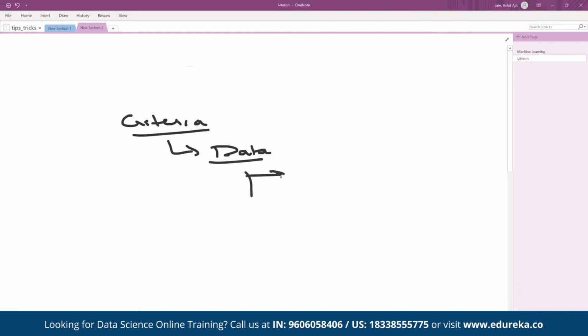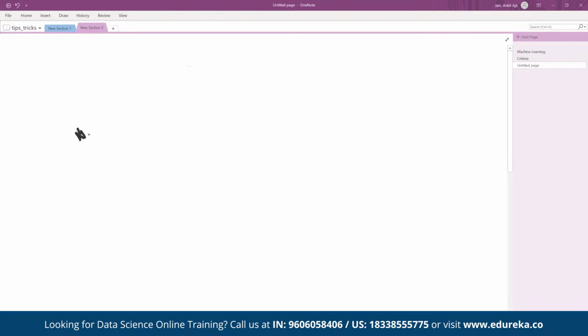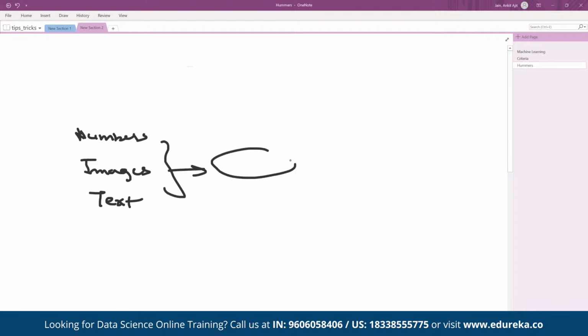This data may be in the form of numbers, images, or text. When these numbers, images, or text go into an algorithm, the algorithm basically means a set of equations.